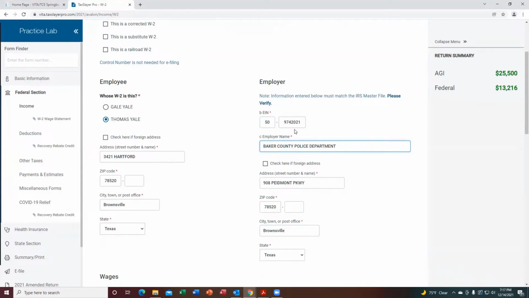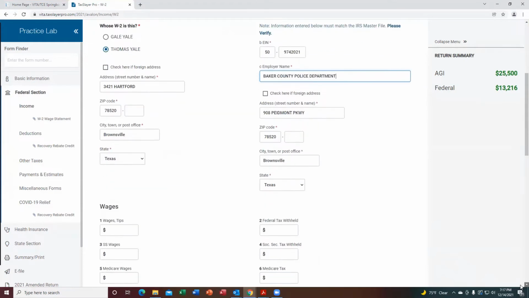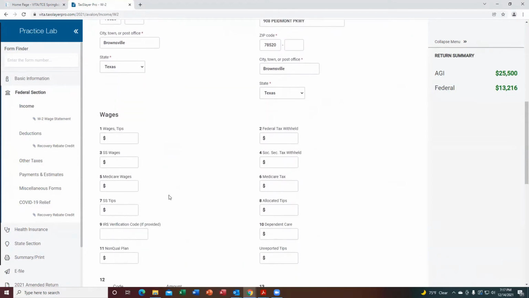And again, this is what will happen at the tax site, but once it's been used, it automatically gets populated. Again, information that appears on the W-2.